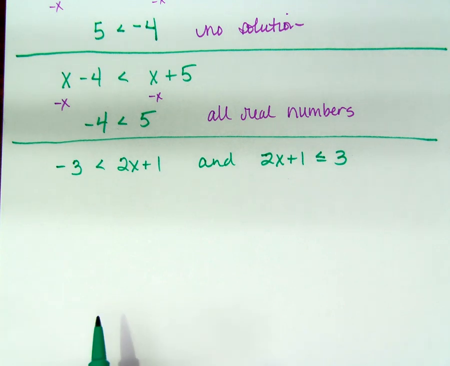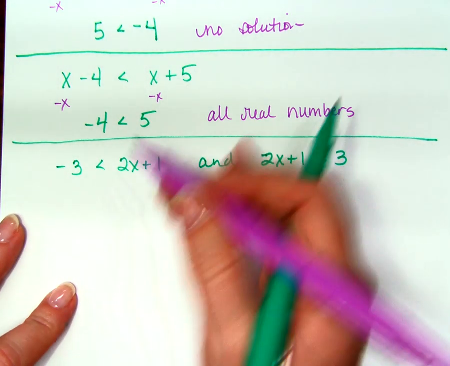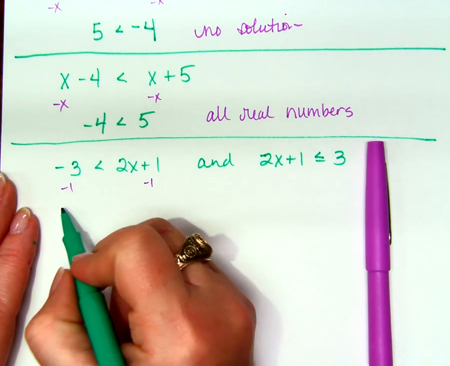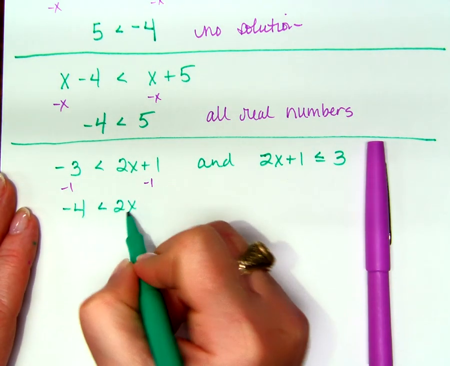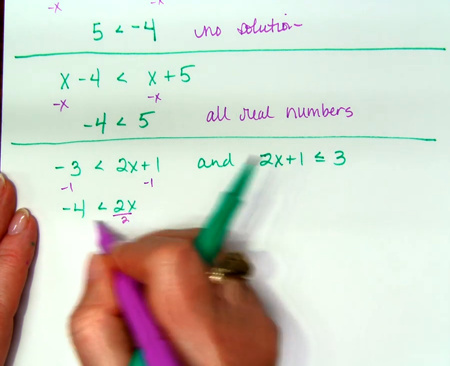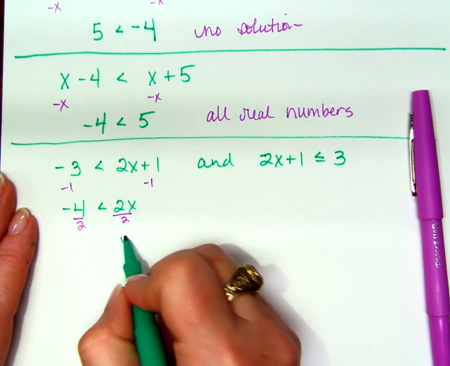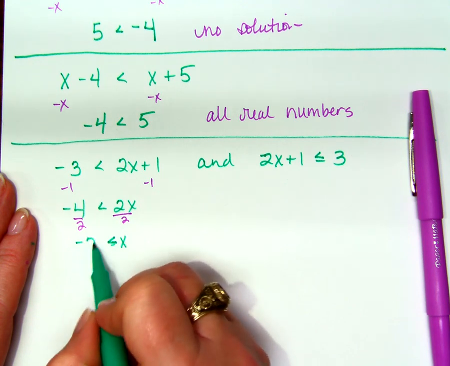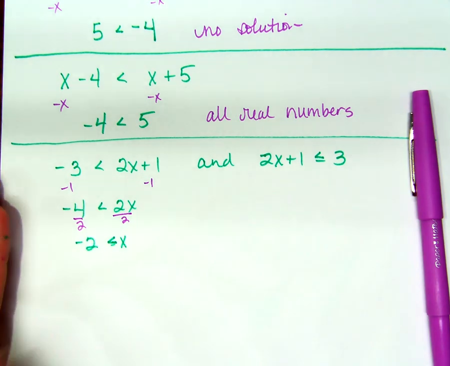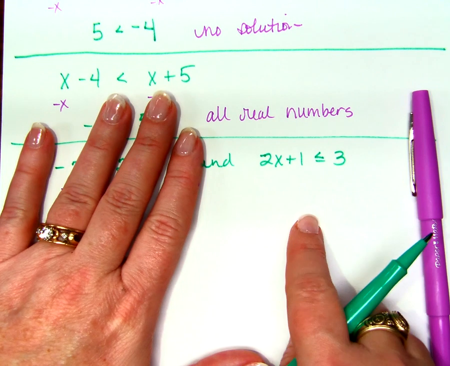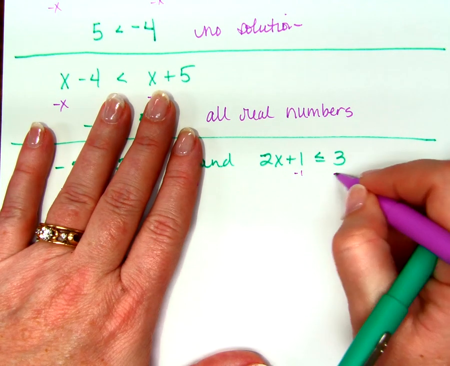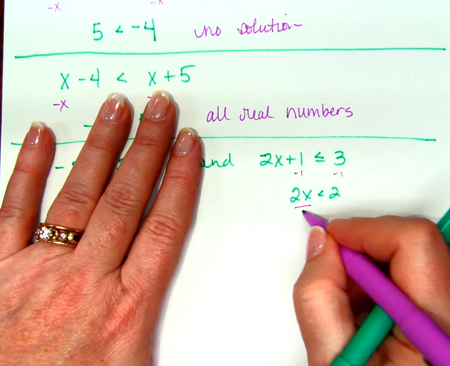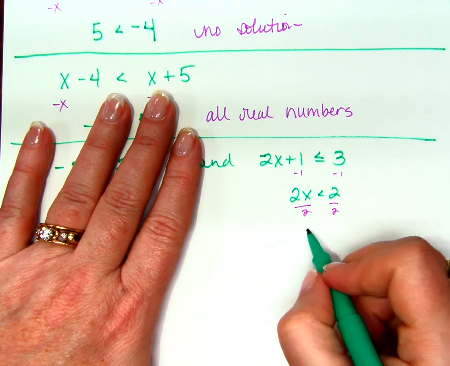I just do one at a time, don't I? Just one at a time, okay? So I ignore this one over here, and I just look at this one. Minus 1, minus 1. Negative 4 is less than 2x. So divide both sides by 2. X is greater than negative 2, or negative 2 is less than x, either way. And now I go to the other side. Minus 1, minus 1. 2x is less than or equal to 2. Divide both sides by 2. X is less than or equal to 1.